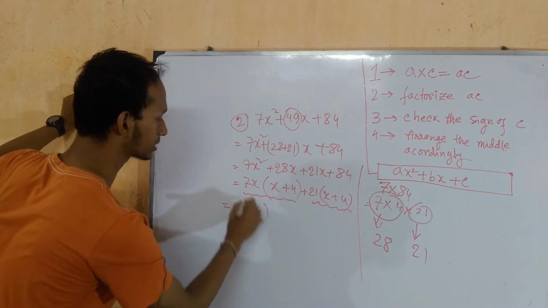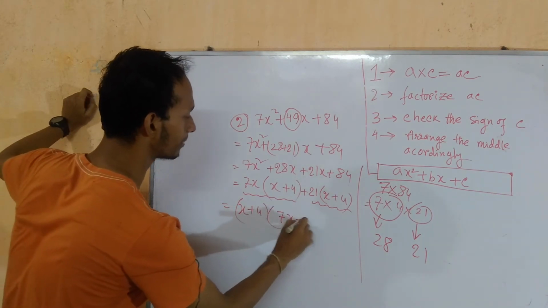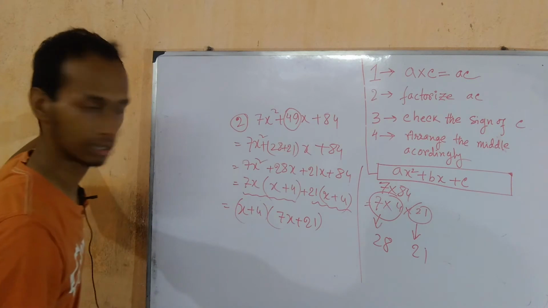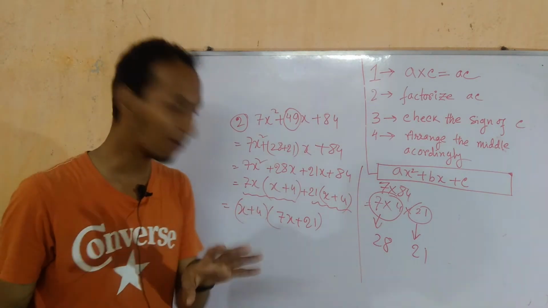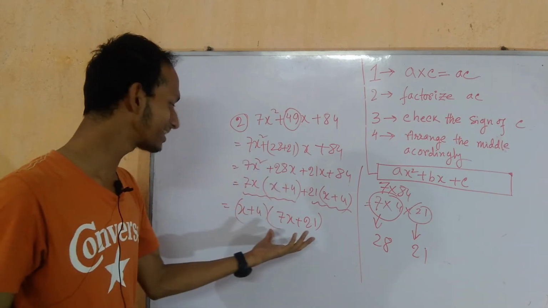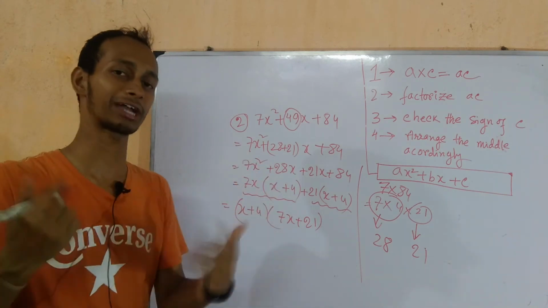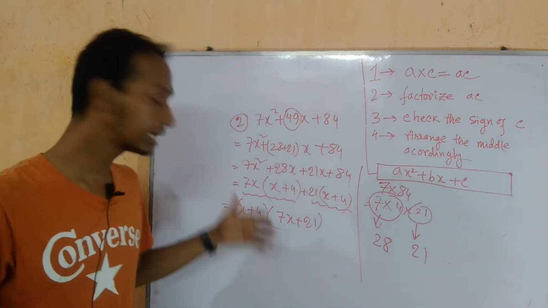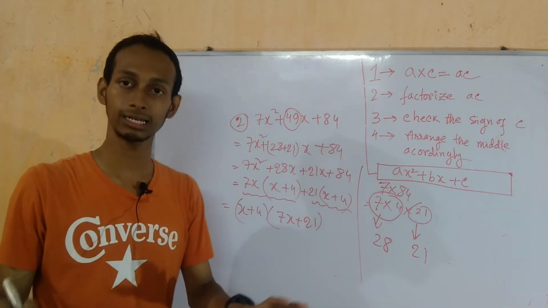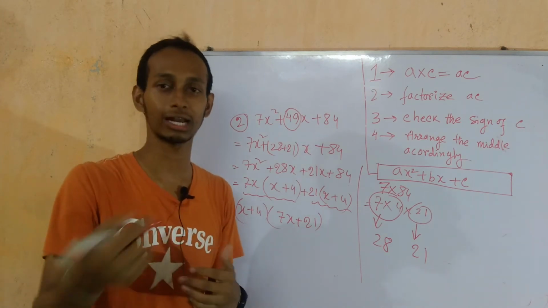x plus 4 is common. So what will be remaining? 7x plus 21. So is it fully done, according to you? Now just check whether anything is common again, then you have to factorize again. See, they told us to factorize this quadratic, so until it is fully factorized at the end, you have to factorize again and again.